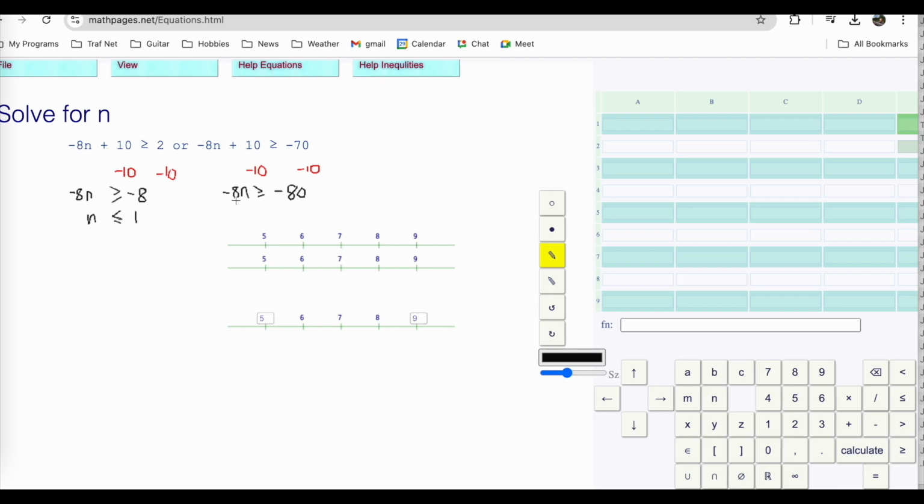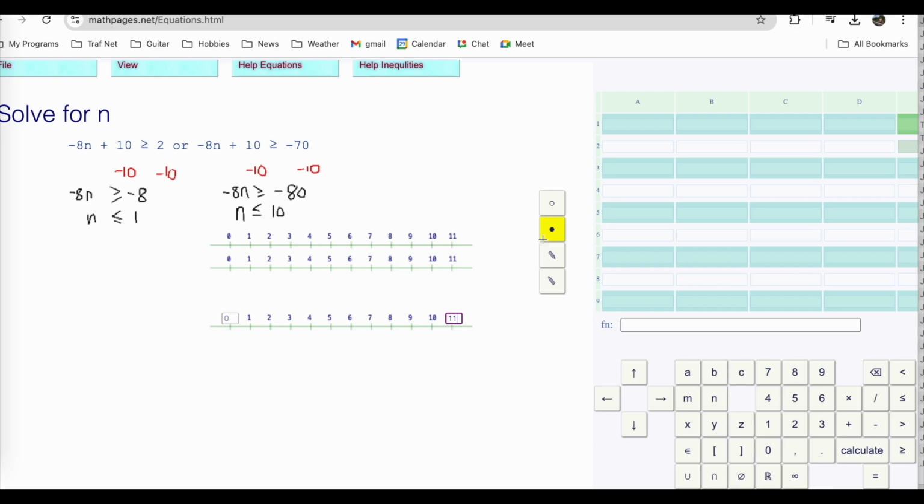Over here, divide this side by negative 8, we have n. Divide the other side by negative 8, we have 10. Dividing both sides by negative 8 flips the direction, and there we go. N is less than or equal to 1, n is less than or equal to 10. I'm going to go from 1 to 10. I like to go 1 less, 1 more, so 1 to 11. N is less than or equal to 1, solid dot. Here, n is less than or equal to 10.